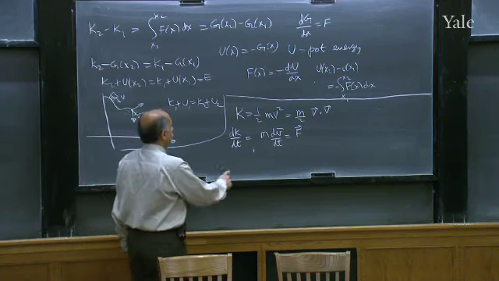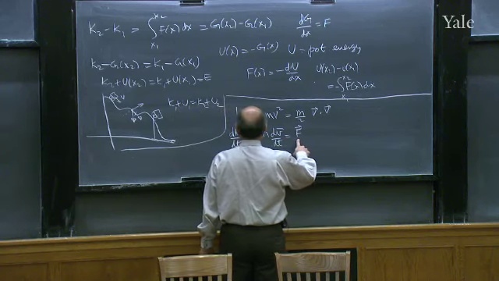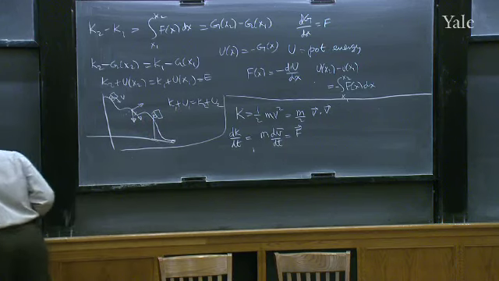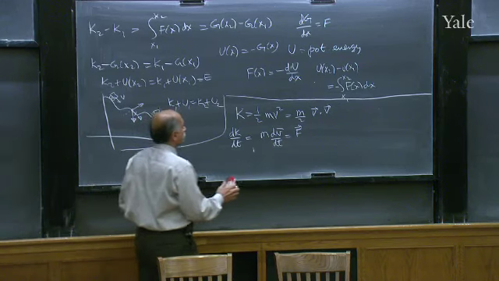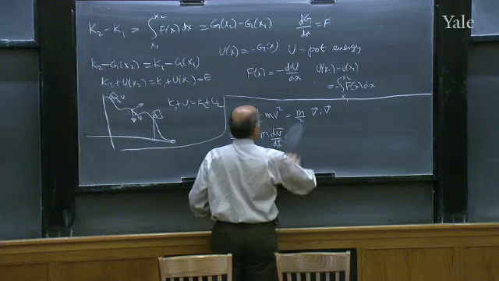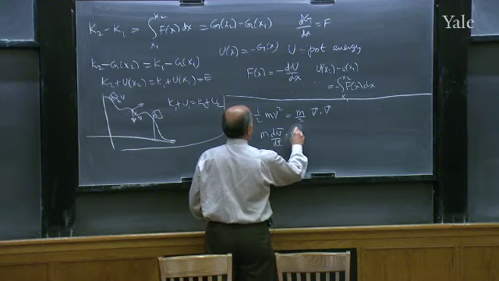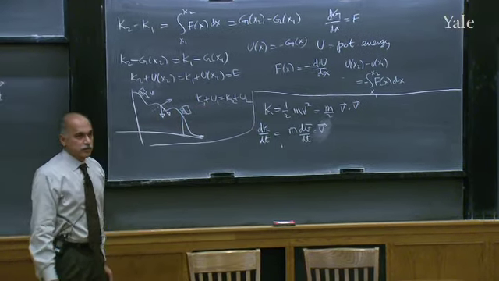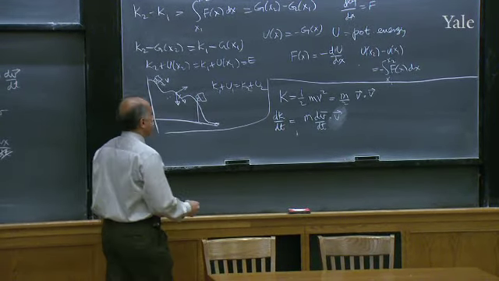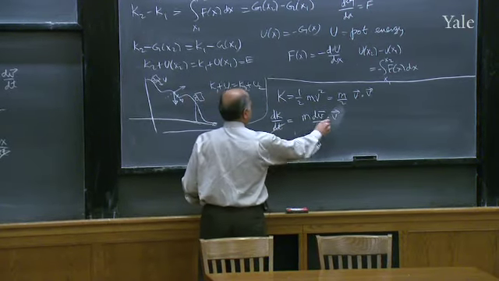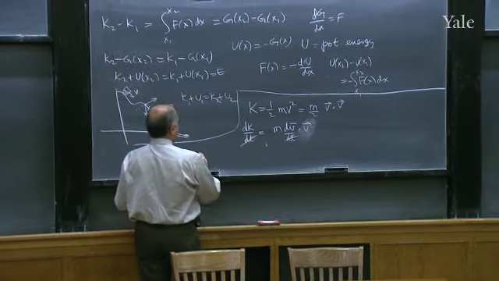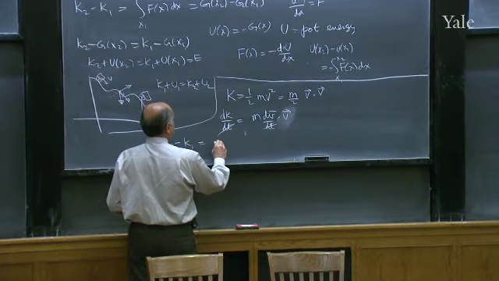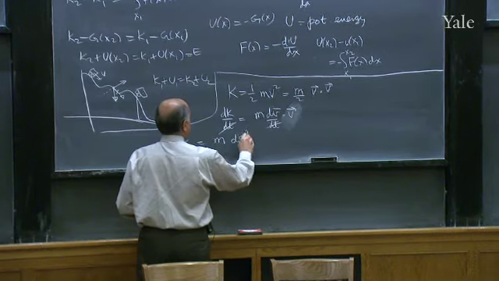I'm sorry. Let me erase this. It's not m dv/dt. It is m dv/dt dot v. So if you integrate this, cancel the dt, and add all the changes, you will find k2 minus k1 is m times dr.